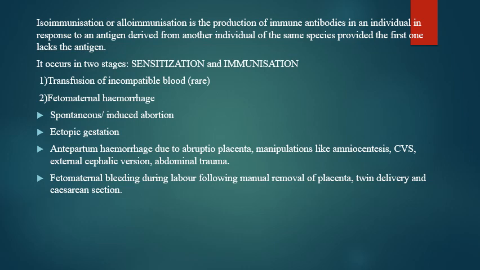This may result from spontaneous or induced abortion, ectopic pregnancy, antepartum hemorrhage due to abruptio placentae, manipulations like amniocentesis, chorionic villus sampling, external cephalic version, or any kind of abdominal trauma. Feto-maternal bleeding may also occur during the labor following manual removal of placenta in case of twin delivery or during cesarean section.